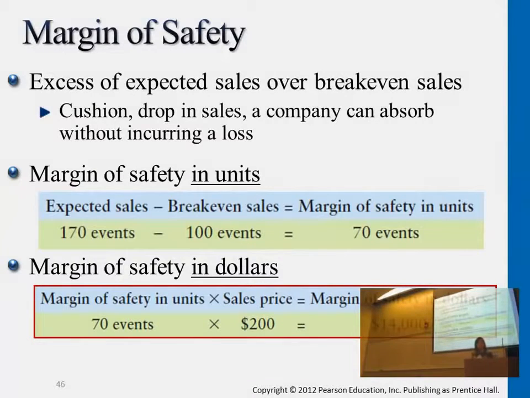And the last line in this section will be margin of safety. So this is a new concept that we haven't talked about last week. But basically, it's just the differences between break-even sales, the sales that you need to make in order to at least cover expenses, and the expected sales or the current sales that your company made.